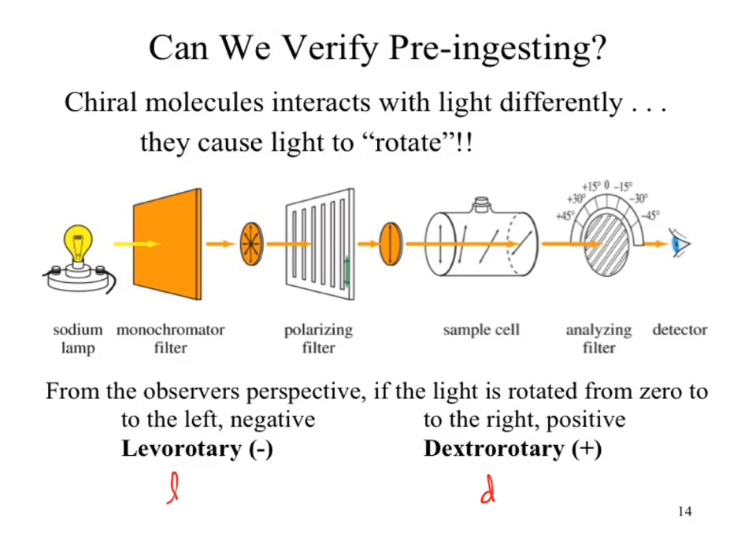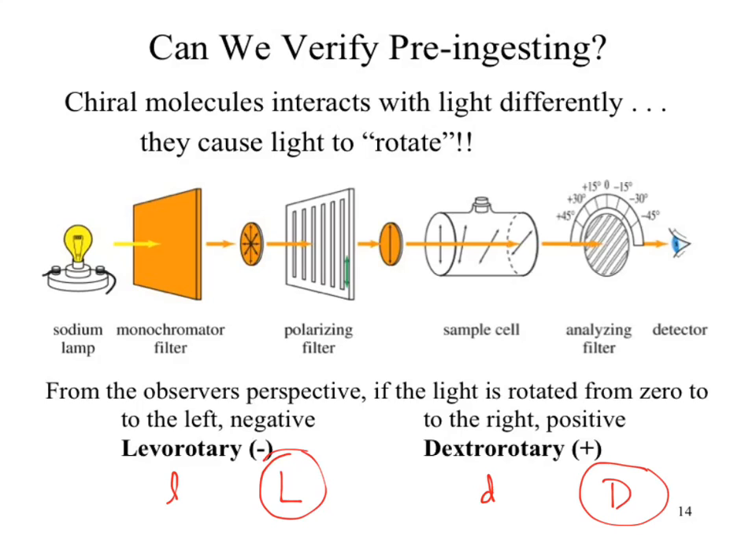You'll notice I use lowercase l and d. Why? Because capital L and capital D means something else entirely. Okay. If you join biochemistry, capital L and capital D are in reference to glyceraldehyde. Yet another way to look at optical activity. Yippee.